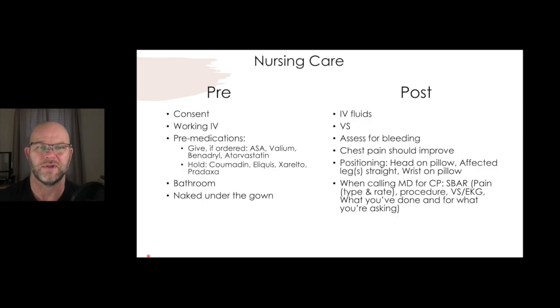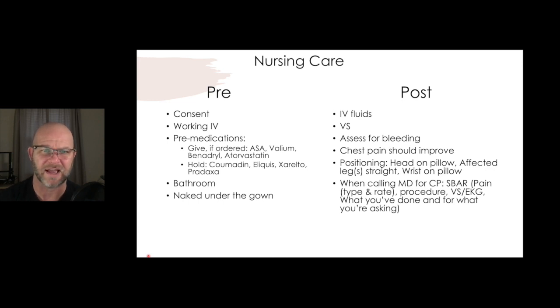So what about care for these patients? If you are sending your patient to the cath lab ahead of time, the consenting part is not your issue, but there will be a consenting process done for this. You want a working IV. If you're placing an IV, avoiding that wrist area is important because that's where that radial access is going to occur. Pre-medications, of course, these are based on orders or protocols, but a lot of times you'll see aspirin, Valium, Benadryl, atorvastatin given. We want to hold those heavy hitter blood thinners to make the whole process safer.